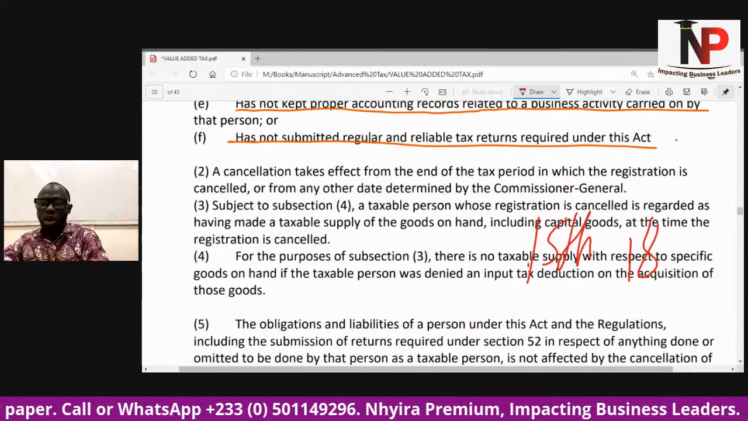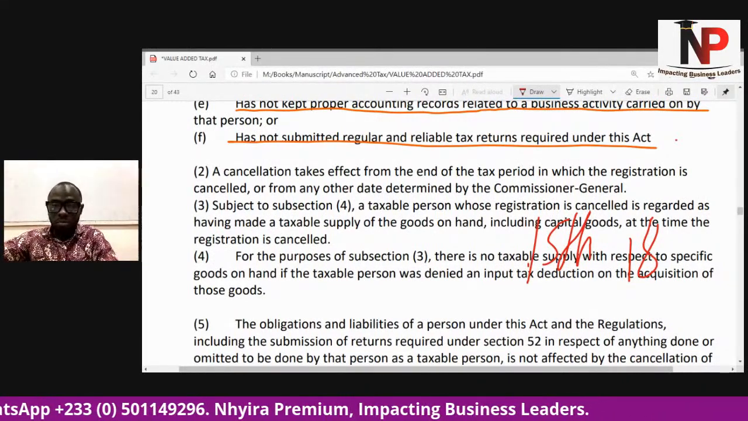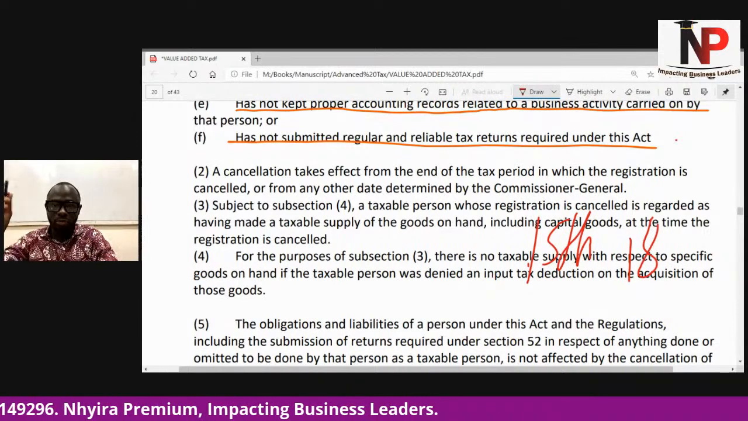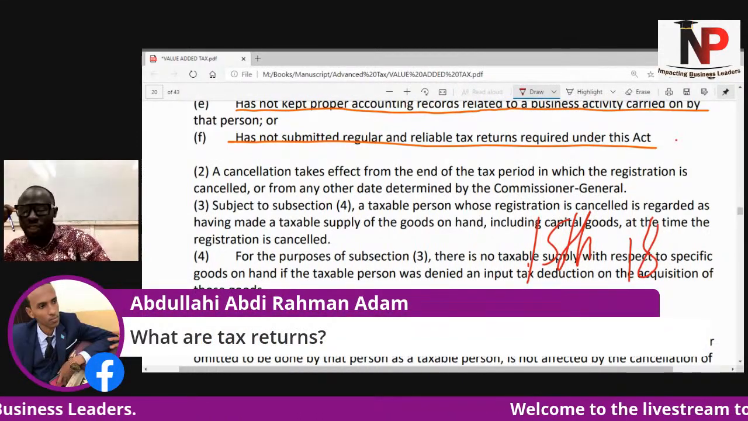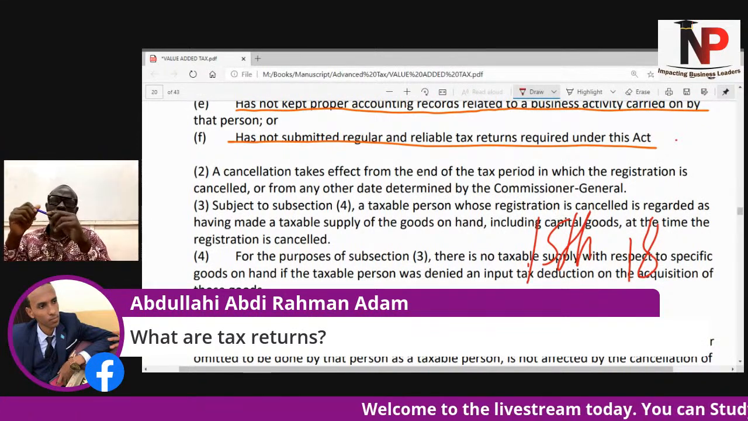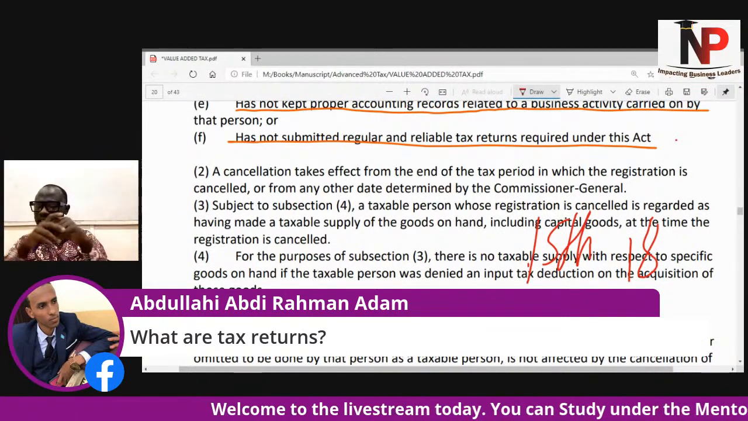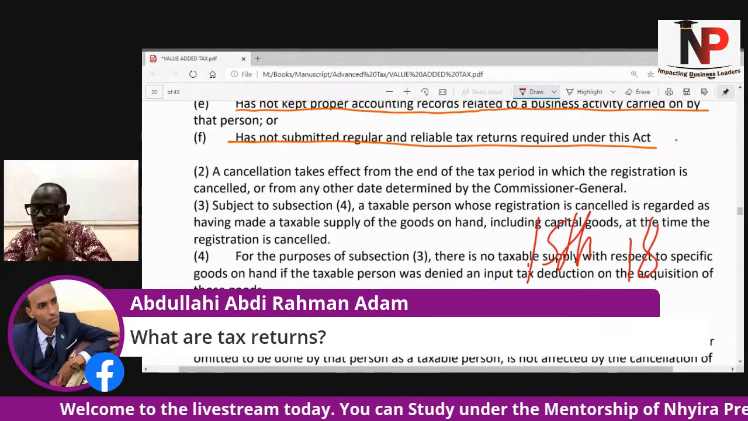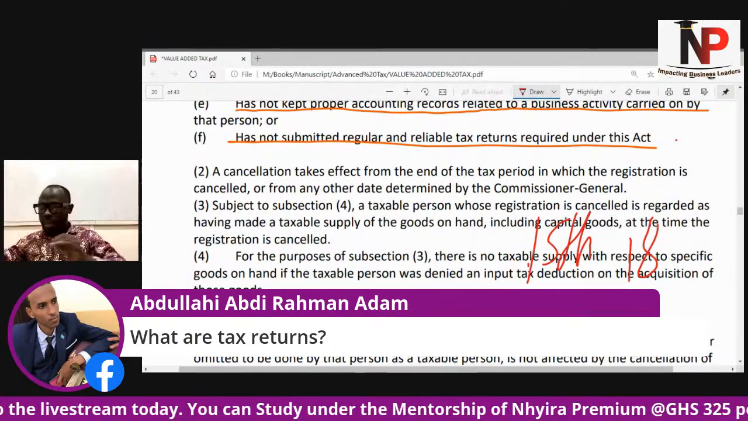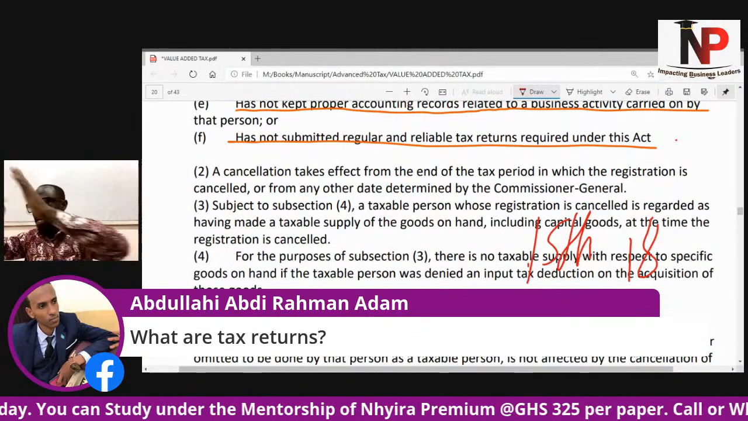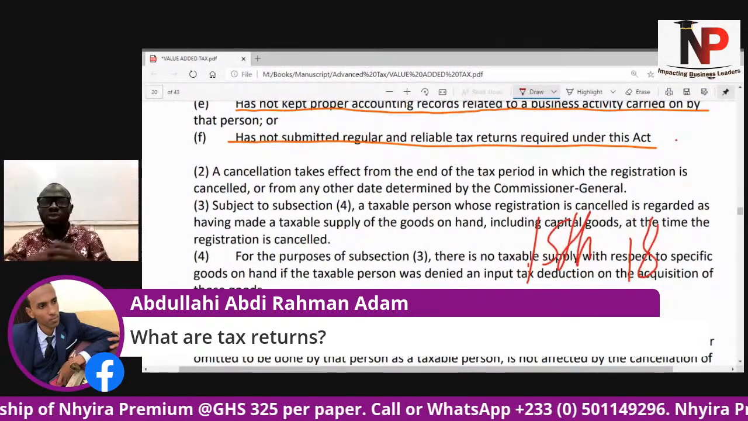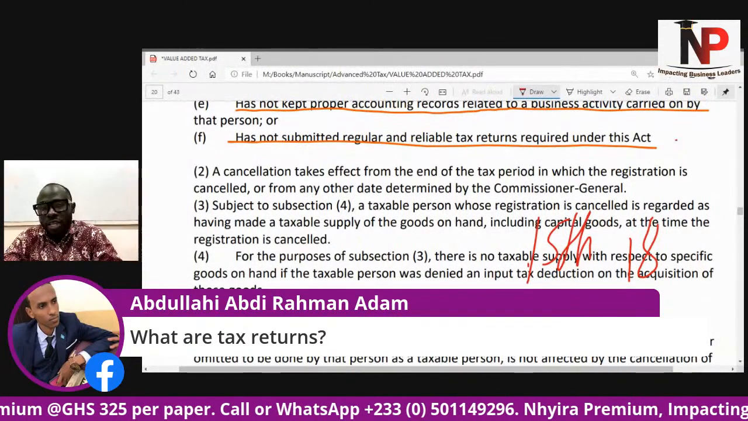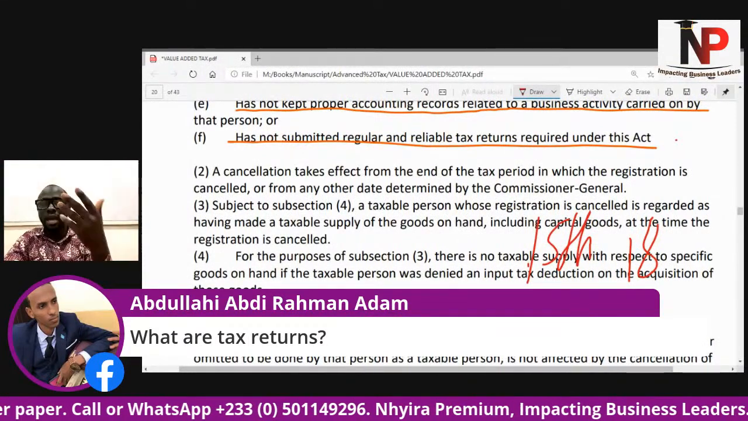So I see a comment coming from Abdullahi. Let's bring that on the screen. It says, what are tax returns? Okay, in simple language, we say that a tax return is a form that is filed with a tax authority that reports the income, the expenses, and everything relating to whatever earnings that you've made. So that is what we mean by a tax return.